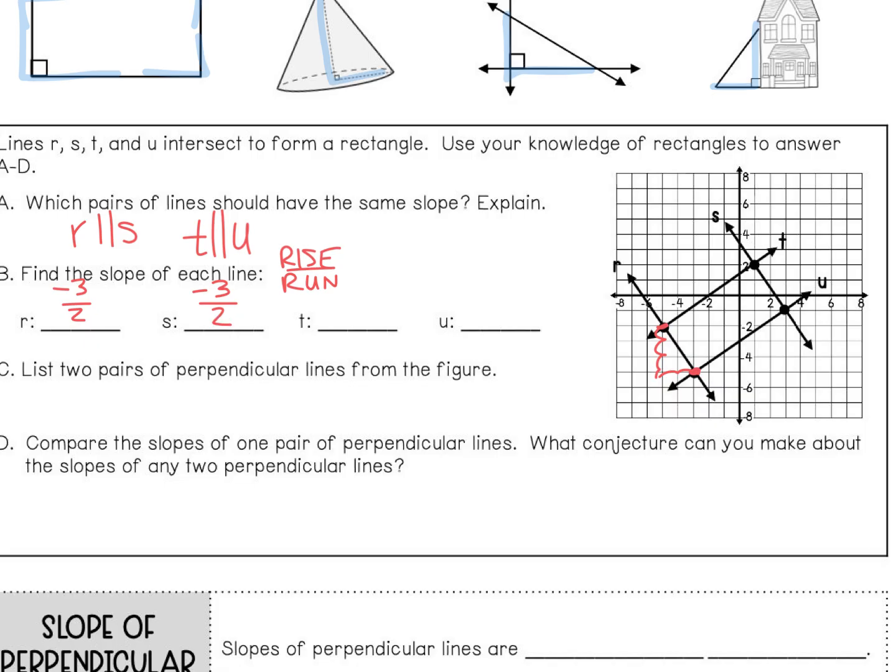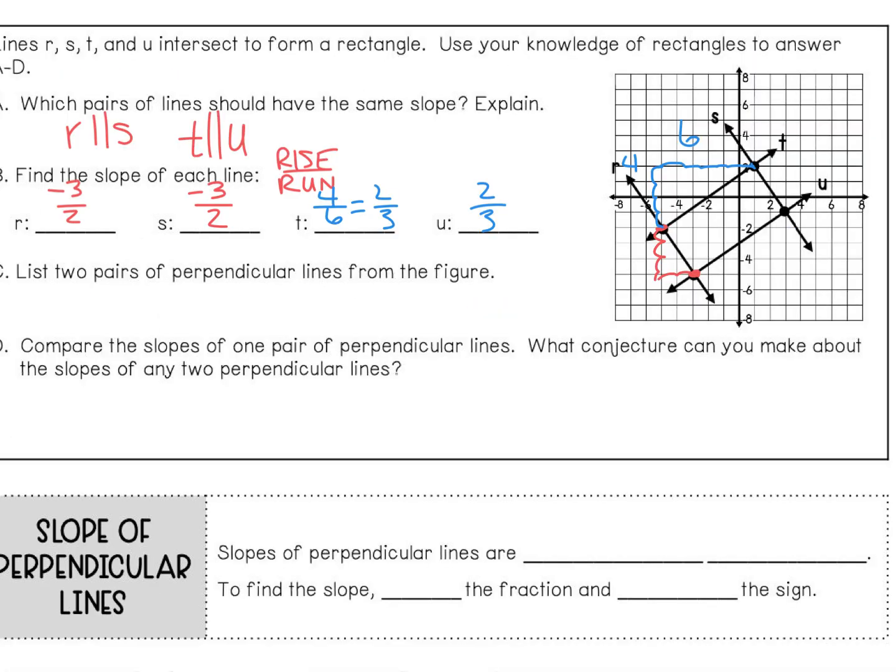Line T, that is going up, as you can see. So we're going to count 1, 2, 3, 4, and over 1, 2, 3, 4, 5, 6. Did I count those correctly? What do you know about 4 over 6? It simplifies to 2 over 3. So then what would be the slope of U? Also 2/3.